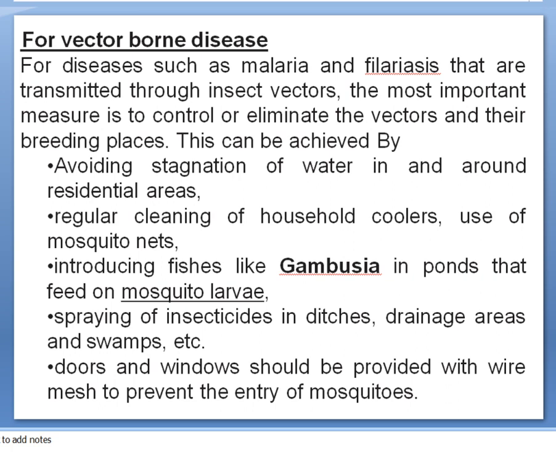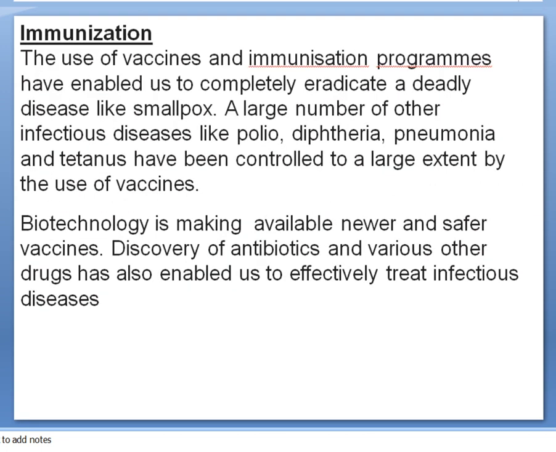And then the insecticides must be spread in the ditches, drainage areas and the swamp to kill the insects. And then doors and windows must be provided with the wire mesh just to prevent the entry of the mosquitoes. Usually the mesh is fitted, and then the mosquitoes do not come inside our house. So these are some of the important preventive measures which we have to practice. Next we will see the next one, immunization.